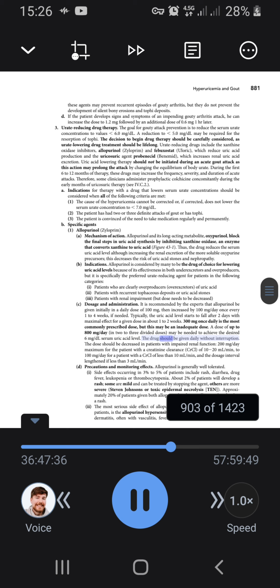The drug should be given daily without interruption. The dose should be decreased in patients with impaired renal function. 200 mg per day maximum for the patient with a creatinine clearance.